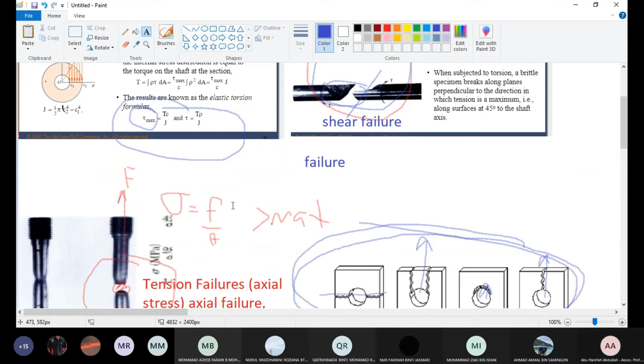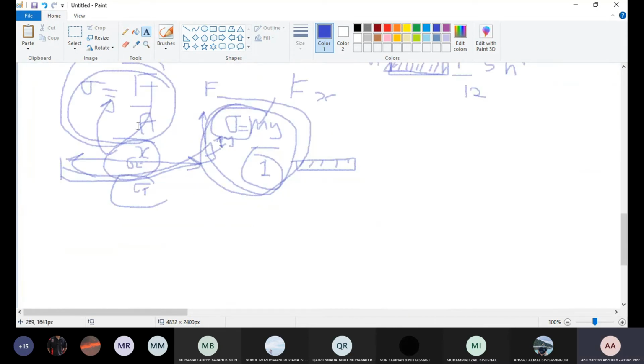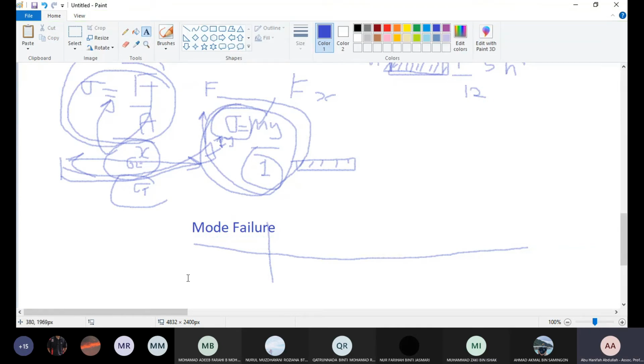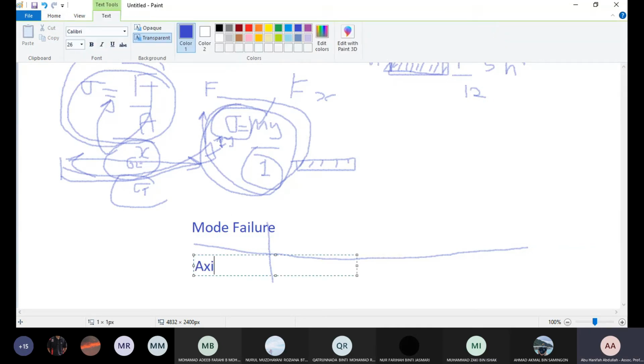So what we can summarize here is we have the basics. Failure mode, mode of failure. We have axial, which is tension or compression.